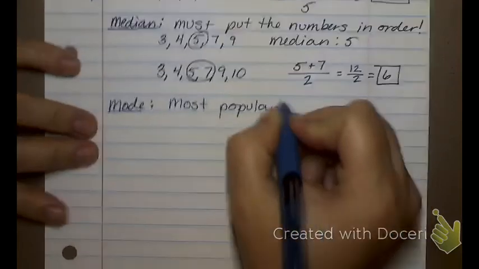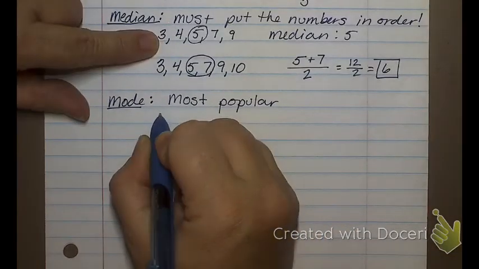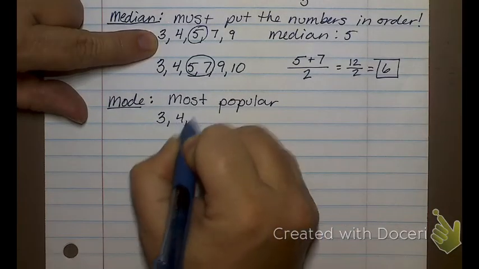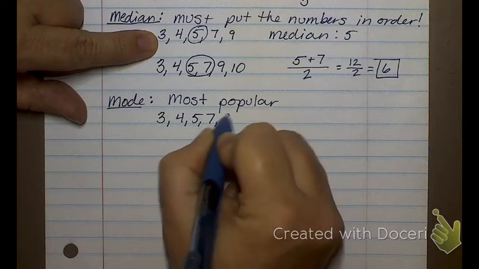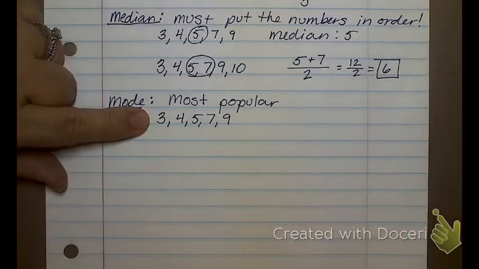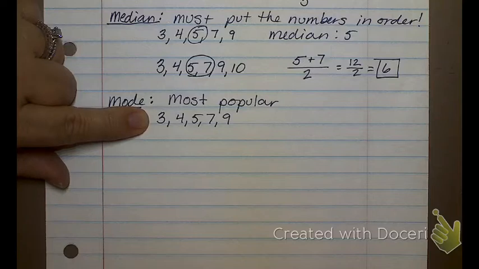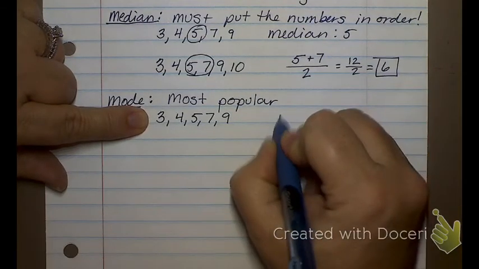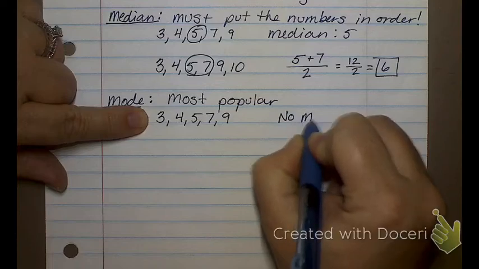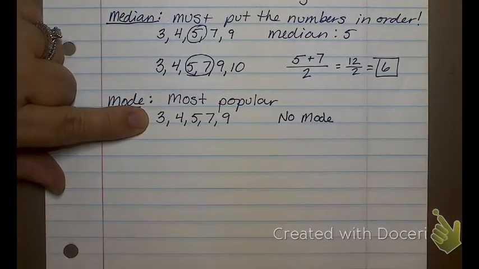So if I gave you a list here, if I went back to our list that we've been using, 3, 4, 5, 7, 9, what's the mode here? Is anything the most popular? They're all the same popularity, right? Yes. So this one we would say has no mode. Nobody's more popular than anybody else.